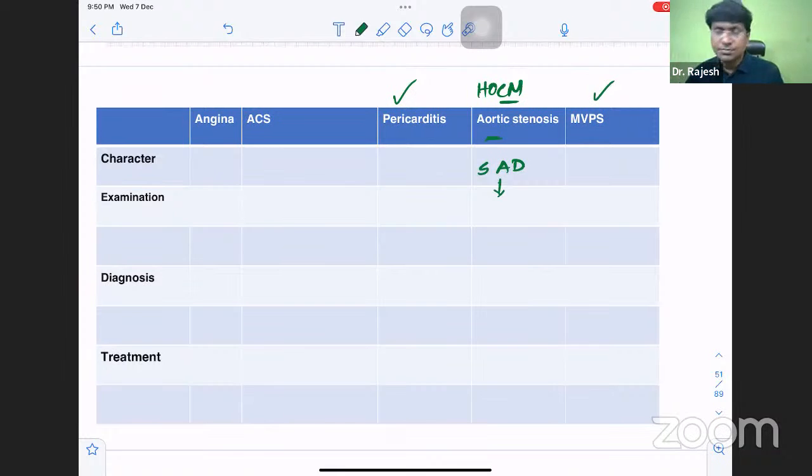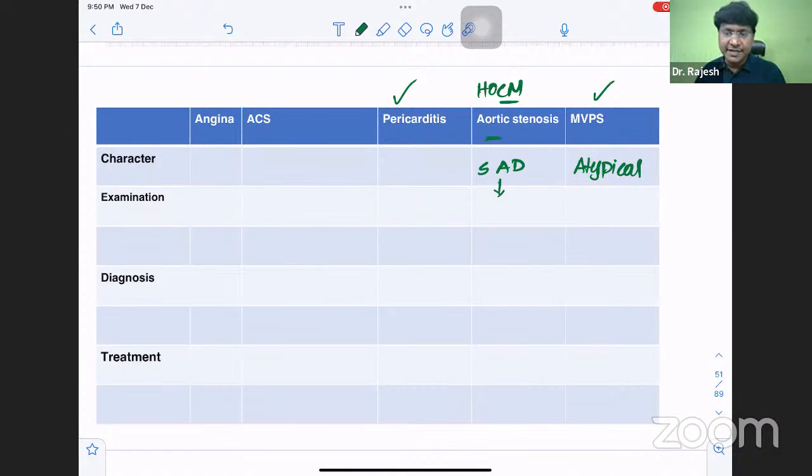Mitral valve prolapse syndrome, mostly they are asymptomatic. If at all they present with a symptom, what will be the most common symptom? It will be palpitations. Most common symptom in MVPS will be palpitations. And if they present with chest pain, it will be atypical chest pain. And what exactly is the cause for chest pain is also not known.